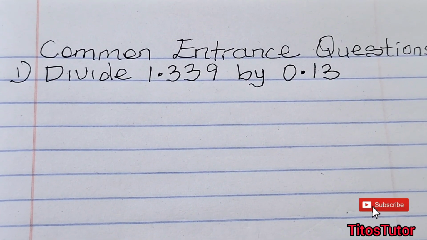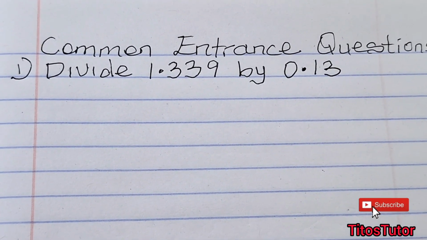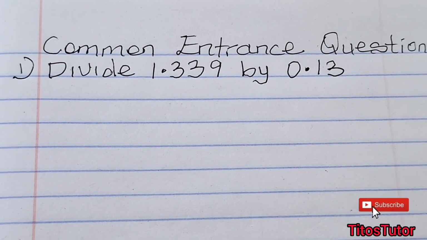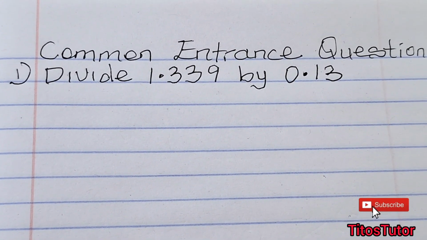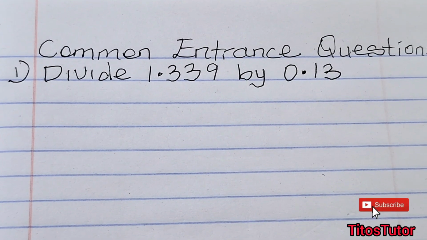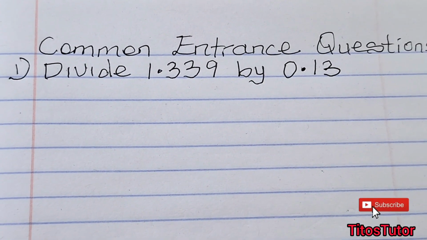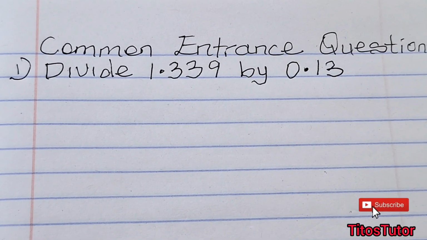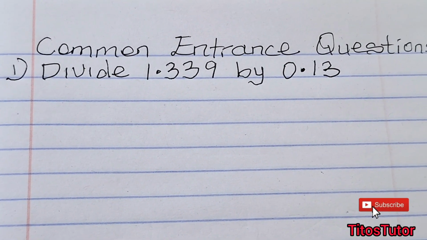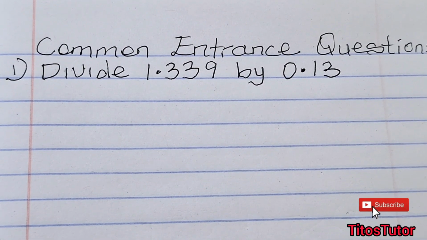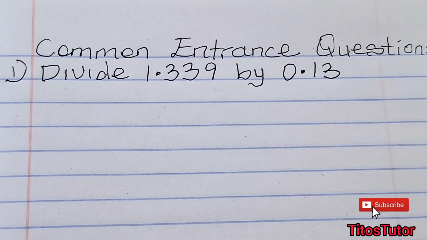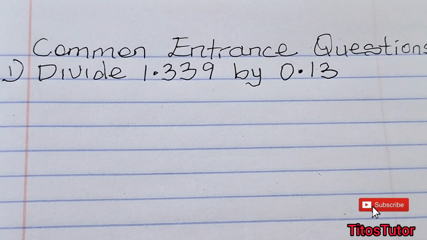On today's video we're going to be practicing more on our common entrance questions. Our first question for today is divide 1.339 by 0.13. The first thing you do when you see a question like this is to clear your decimals. How do you clear decimals?